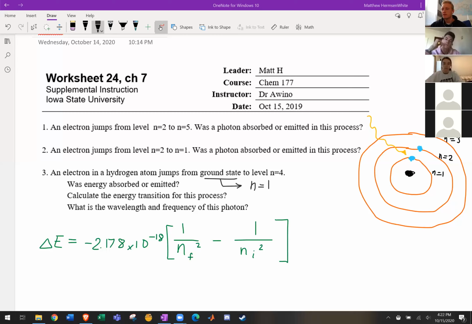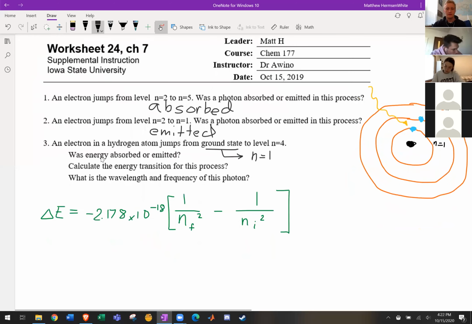Absorbed. Yes, very good. I didn't see who said that. So yes, number 1 is absorbed. So it's going from levels 2 to 5, so it's going up, so it's absorbing. And conversely, number 2, so levels 2 to 1, it's going down, so a photon is going to be emitted in this process. Very good.